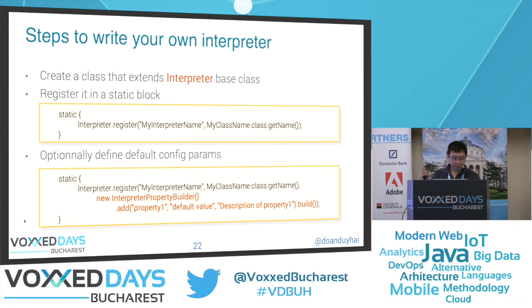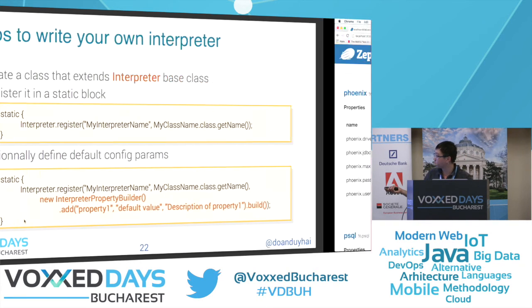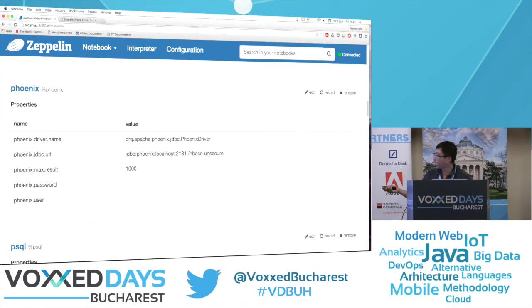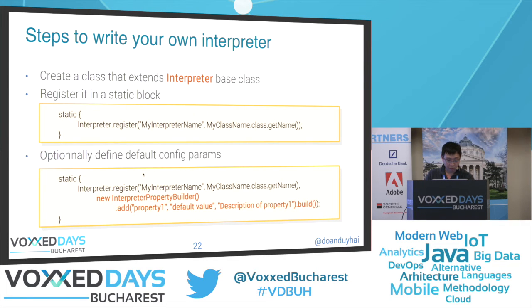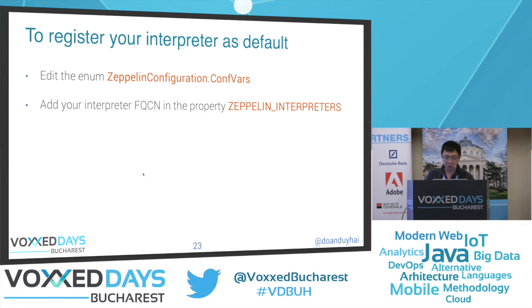Optionally, you can define default properties with the property builder. So what are those properties? If you remember, the properties are those values here, key value, key value.